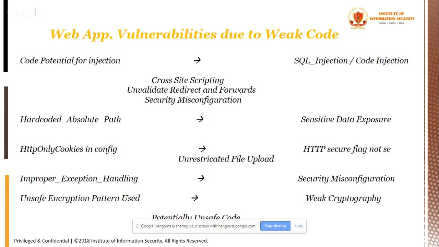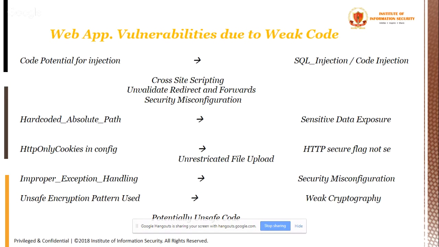We say you will not hard code any address. You have to generate, or we have to give some random address, some random path, so it will not give the hard coded absolute path. Now, in the middle I mentioned unrestricted file upload.